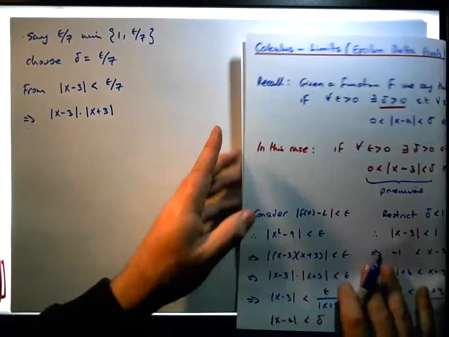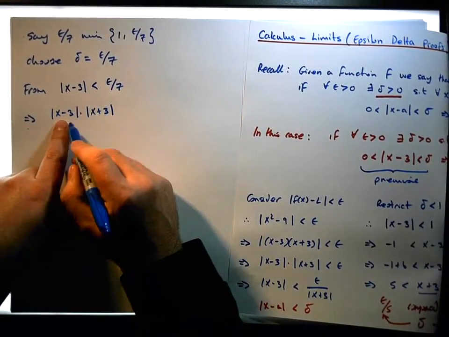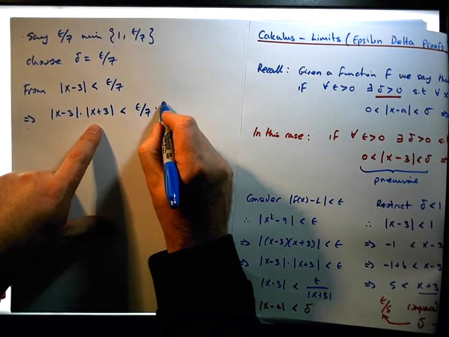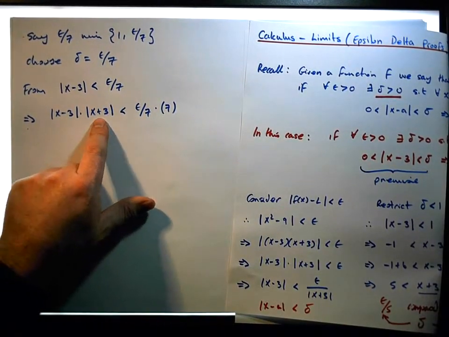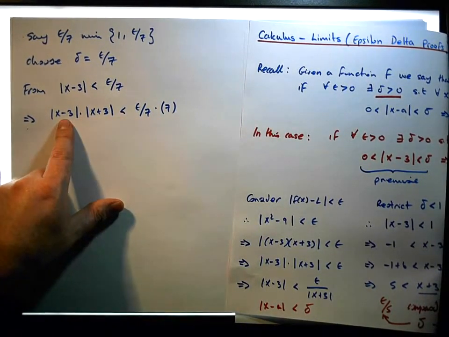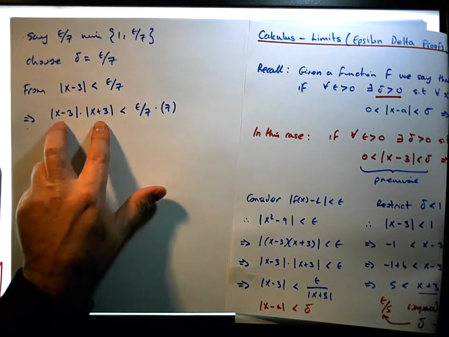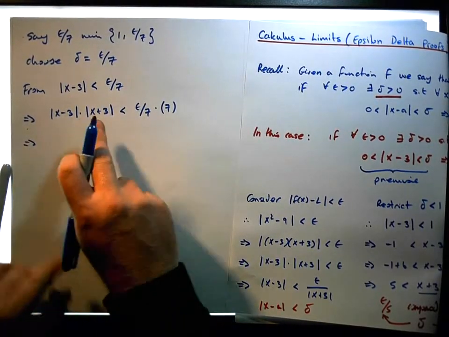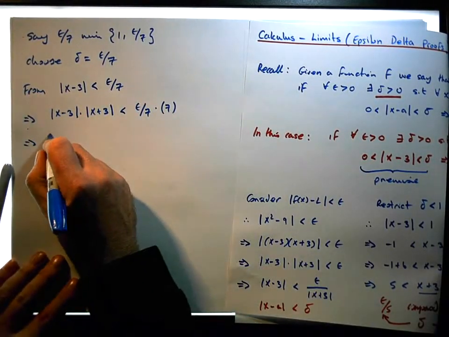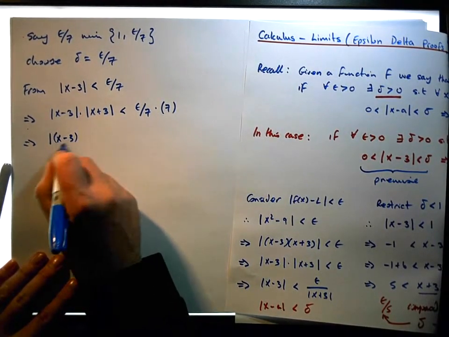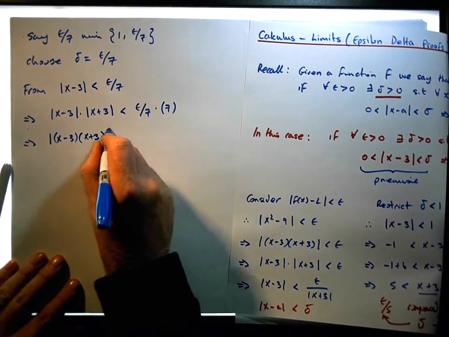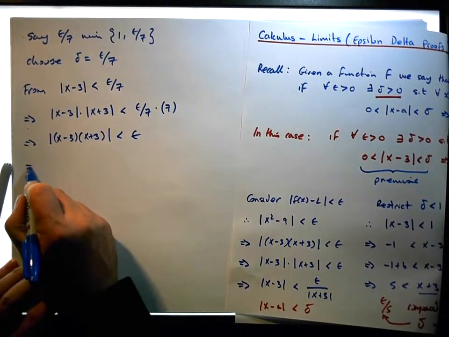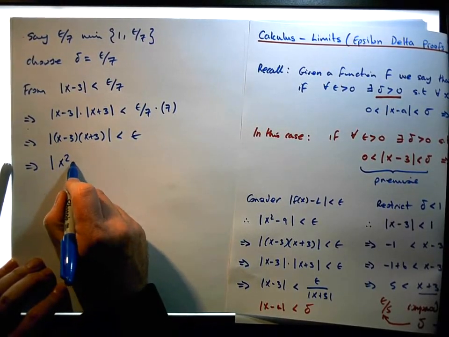So we now know that |x - 3| times |x + 3| must be less than epsilon over 7 multiplied by 7. |x + 3| is less than 7, and |x - 3| is less than epsilon over 7, so the product of these two must be less than the product of those two. So what does this imply? Once again, bringing the operands within the overall absolute value, this becomes |x - 3| times |x + 3|, which is what we had before, and it must be less than epsilon over 7 times 7, which gives us epsilon.